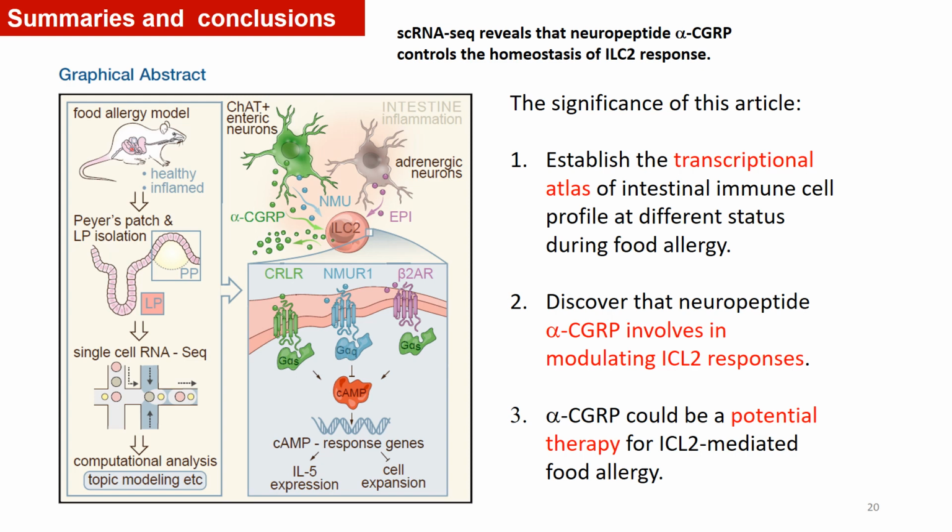cell profile at different statuses during food allergy, and they discovered that the neuropeptide alpha-CGRP is involved in modulating ILC2 responses, both the cytokine expression level and ILC2 cell expansion. And so these findings suggest that alpha-CGRP could be a potential therapy for ILC2-mediated food allergy.